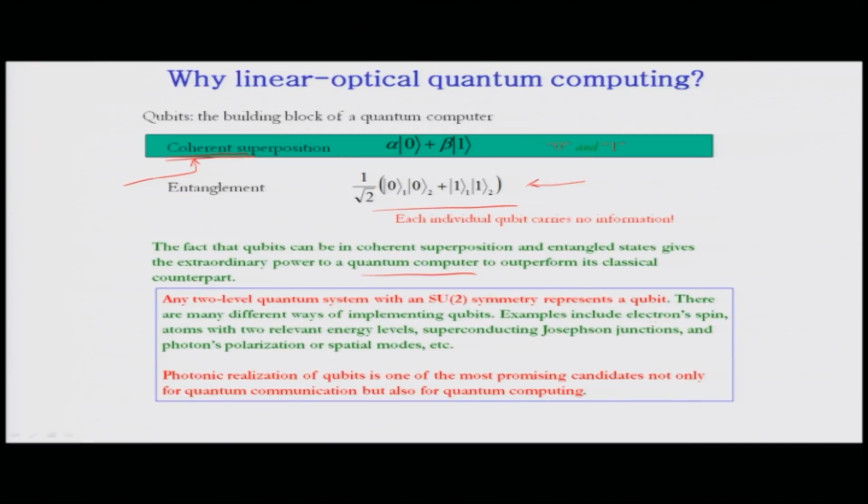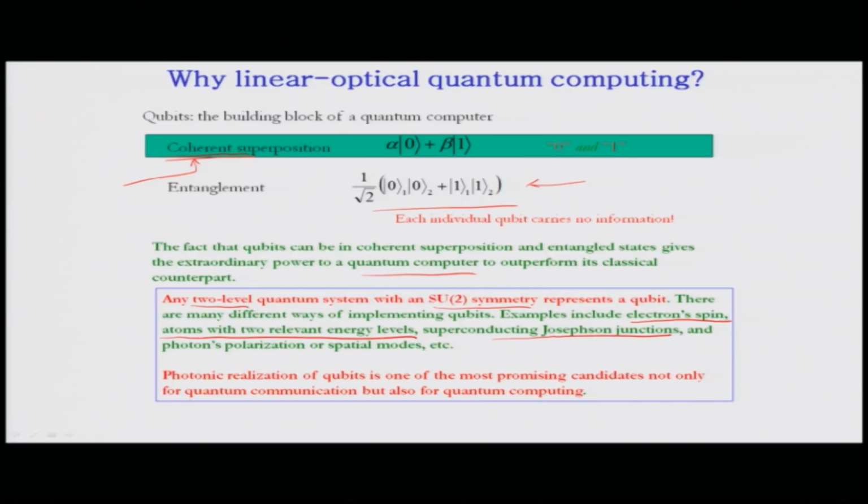Now, there are many different ways of looking at this from mathematical principles as well as several others. There is a subgroup which can be used, which has the symmetry operational principles, and it can represent, for example, a 2 level quantum system with SU(2) symmetry, and that can represent a qubit. There are many different ways of implementing qubits. For example, we have already talked about electron spins and atoms with two relevant energy levels. These were all talked about in our introductions, and we will be talking later about superconducting Josephson junctions and photon polarizations or spatial modes.